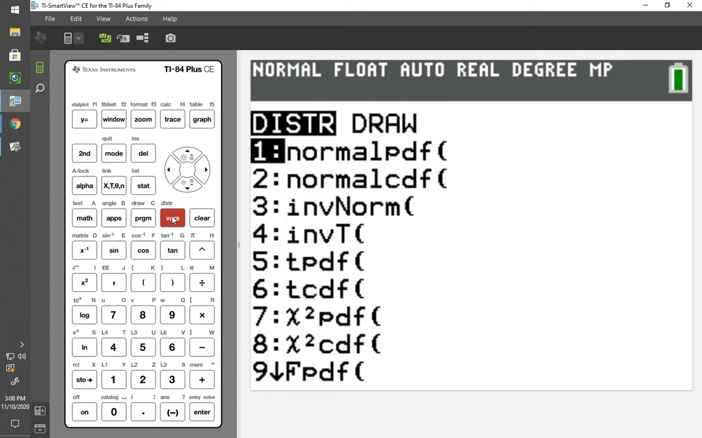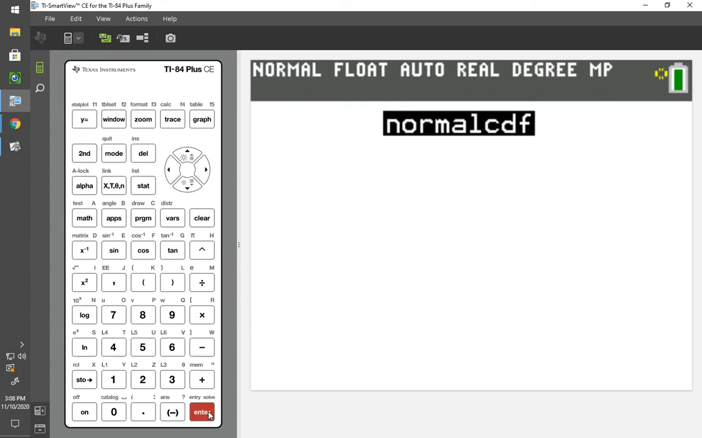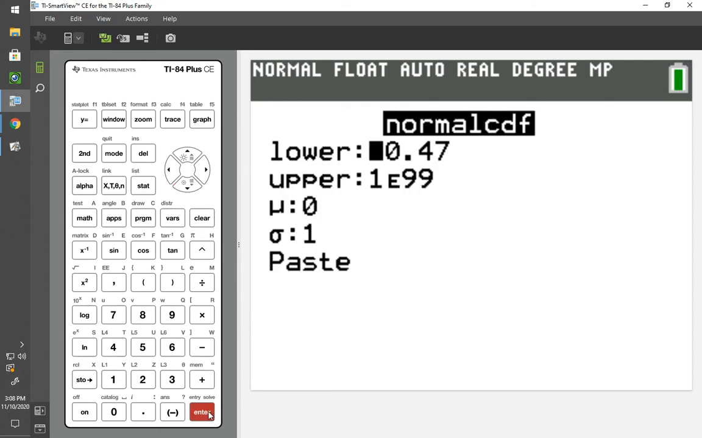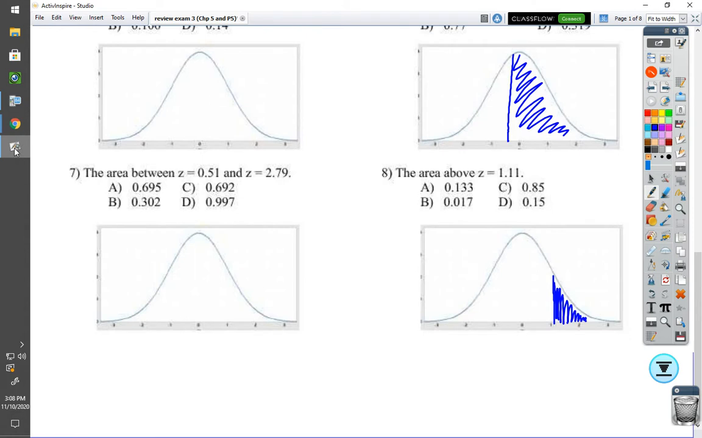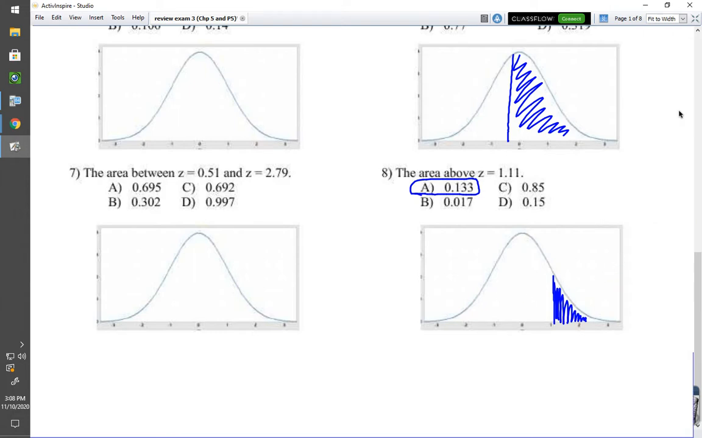Second, distribution. Again, I'm looking for area. Number 2. My lower number this time is 1.11. My upper number is still positive 1E99. I'm still on a 0. I'm still on a 1. I hit paste. I hit enter. And 133. That would not round. 0.133. Letter A. Next page.